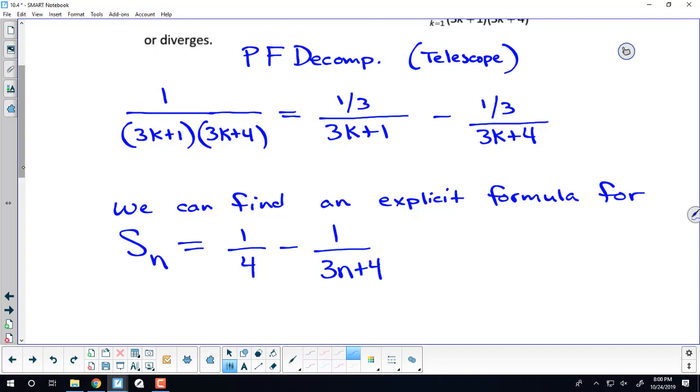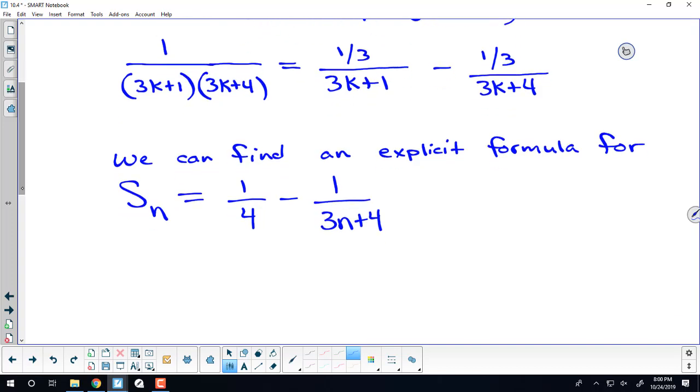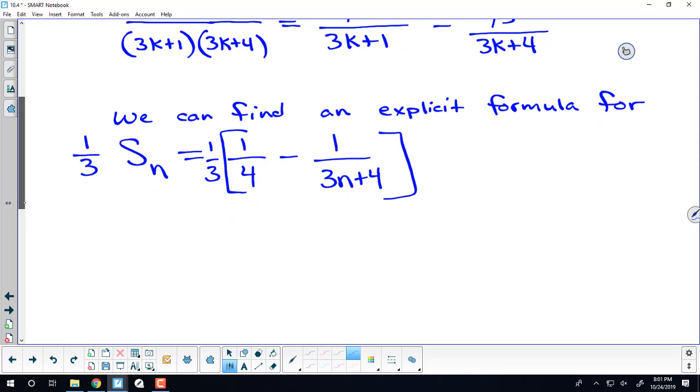And bear in mind, when I worked this, I took out the 1/3. So it's really this. If you want to leave the 1/3 in, you can. It doesn't matter. I think it's easier, for the purposes of writing out each term, just to leave the 1/3 out. So this series would converge to 1/12. This series.